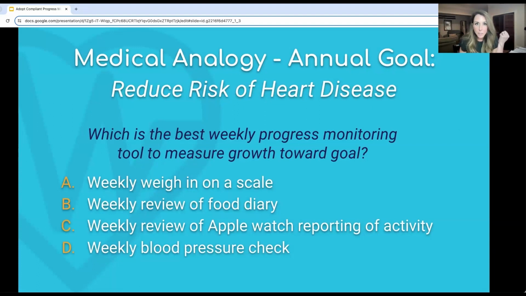I think Jen's going to put an anonymous poll in. Yep, I'm seeing that.